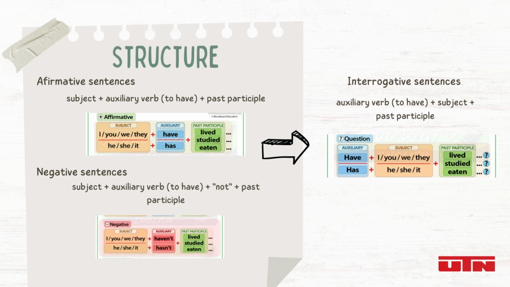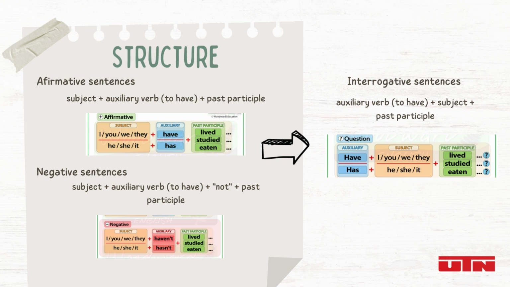When forming sentences with the present perfect, we use this structure. For affirmative sentences: subject, auxiliary verb to have, past participle, and complement. For example, you have studied. For negative sentences, the structure is subject, auxiliary verb to have, not, past participle, and complement. For example, he has not or hasn't studied, and complement.